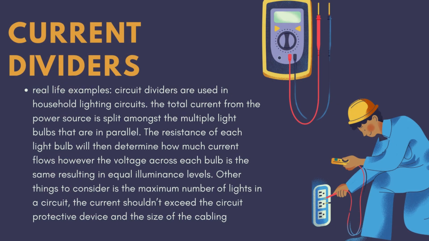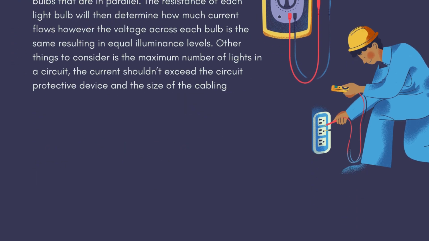Now, where do we actually see current dividers in real life? Think about your household lights. Each light bulb is like a branch in a parallel circuit. The total current from the power source splits between all the bulbs, but the voltage across each one stays the same. That's why they all shine equally bright. But we do have to make sure the total current doesn't go over what the circuit breaker can handle, and that the wires are thick enough for the load.